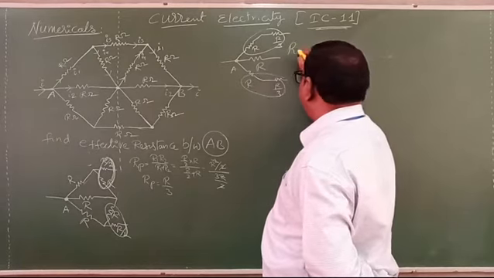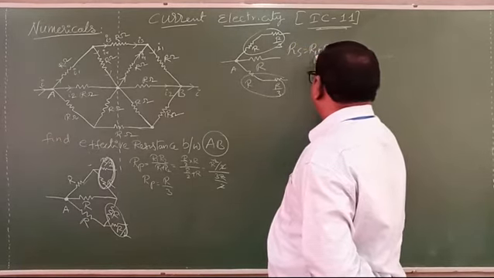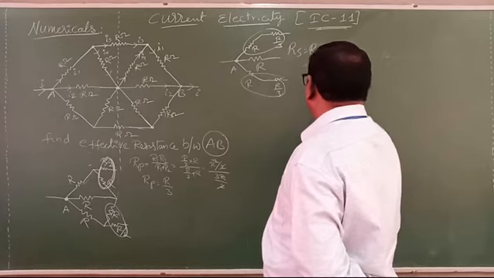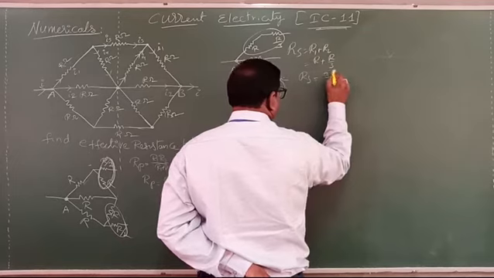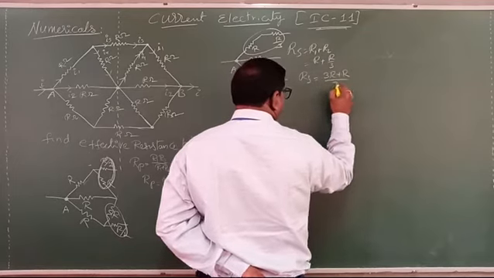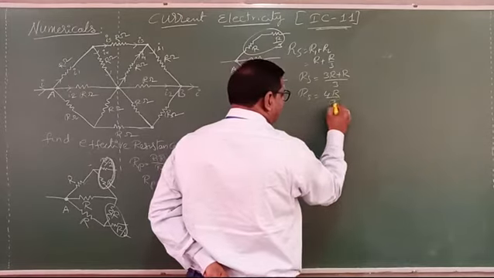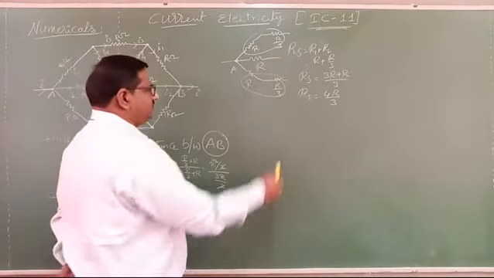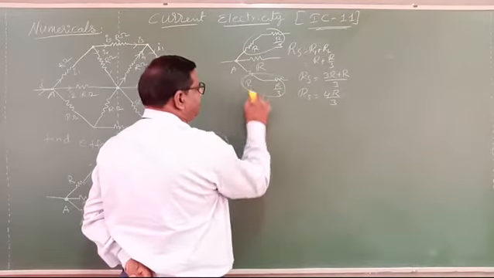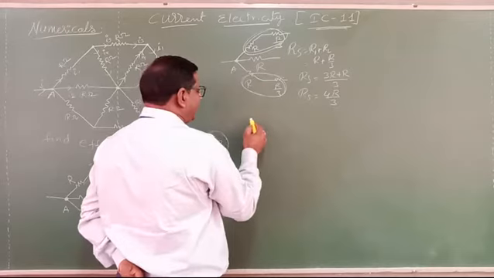Now these two are series. In a series combination, Rs equal to, what can you write? R1 plus R2. So R plus R by 3. How much is it? So Rs equal to LCM. If you take LCM, then 3R plus R by 3. Total Rs equal to, what can you write? 4R by 3. Clear? Now this circuit will become 4R by 3 here, and 4R by 3 here also.